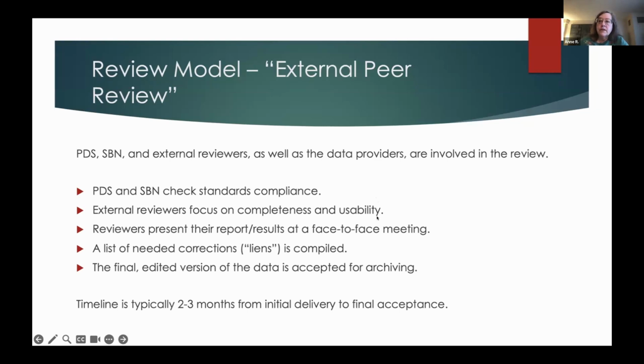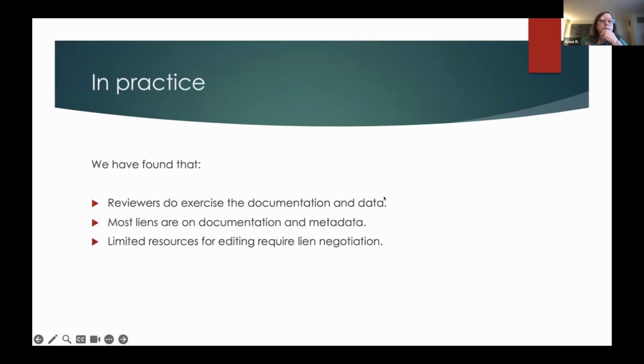As a result of the discussions at the meeting, there will be a list of needed corrections that we refer to internally as liens, which is handed back to the data provider. And then the data provider edits the data according to the liens, sends us the final copy. We do an acceptance check to make sure we've checked all the boxes on the liens list, and we accept the data for archiving. And the timeline for this, for mission data, is typically 2 to 3 months from the time we get the first copy of the data for review to the time when we get the final copy and post it for the public.